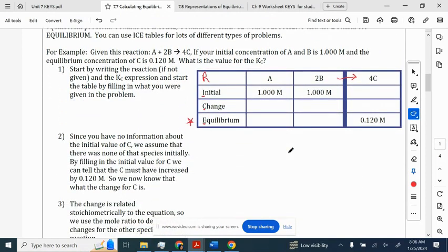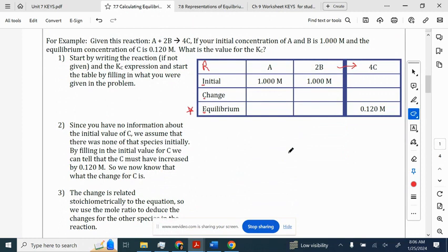Now, since you have no information about the initial values of C, we assume that there was none initially present. So we're going to put a 0 there. A lot of times they'll say on your quiz, in a previously evacuated reaction vessel, these two items were added in. So if they just add those two items in, of course, there's none of that.